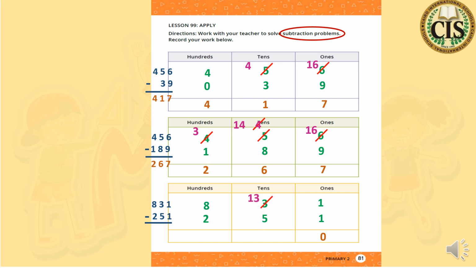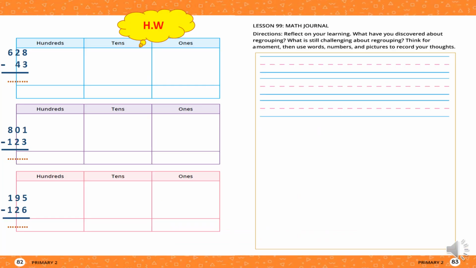8 will say okay. So 3 becomes 13 and 8 becomes 7. 13 minus 5 equals 8. 7 minus 2 equals 5. So 831 minus 251 equals 580. Now you can practice more subtraction with regrouping by solving the following problems by yourself.